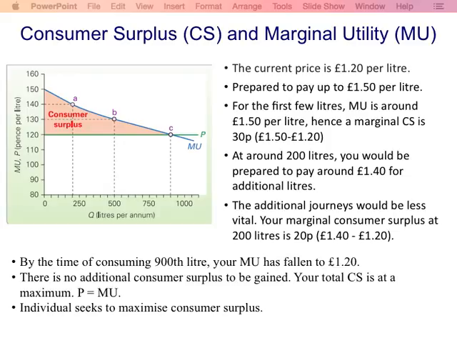As a result, the consumer surplus, that's what you are willing to pay for that unit minus the market price, is 30p, isn't it? Look at the third bullet point.